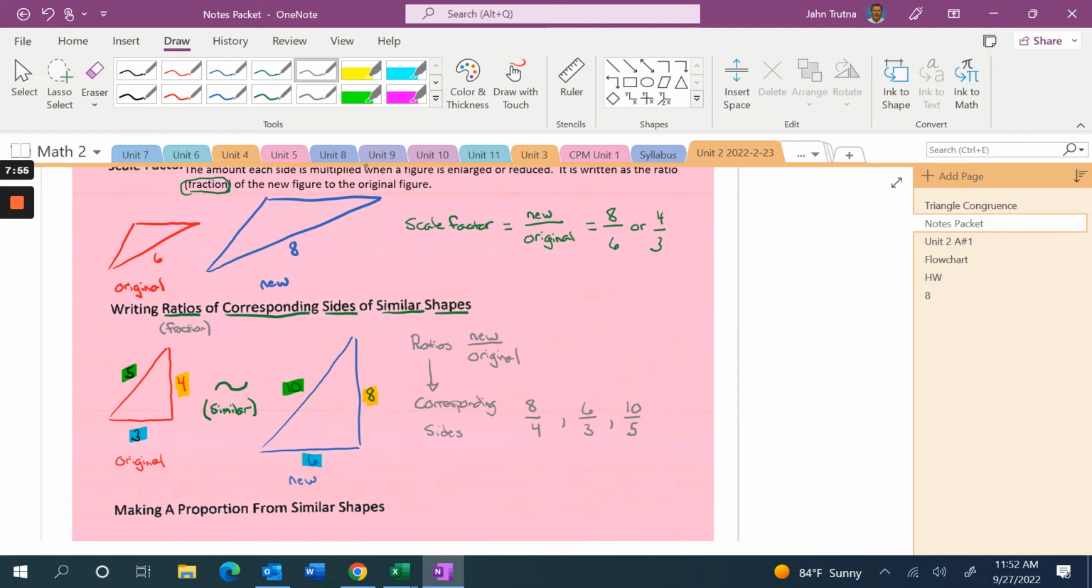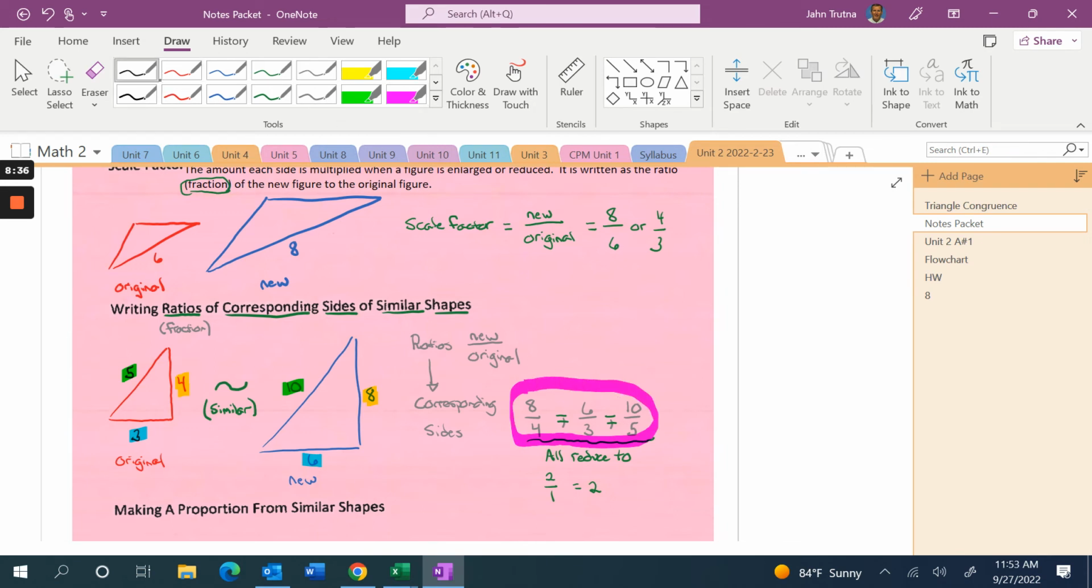Now, what you notice is, I hope you notice this, is that all three of these, they all reduce to the same amount. Okay, so they all reduce to 2 over 1, or just 2. So what that means is that the 8 over 4 ratio is actually equal to the 6 over 3 ratio, which is actually equal to the 10 over 5 ratio. Okay, so, and this brings up a very important fact about when shapes are similar.